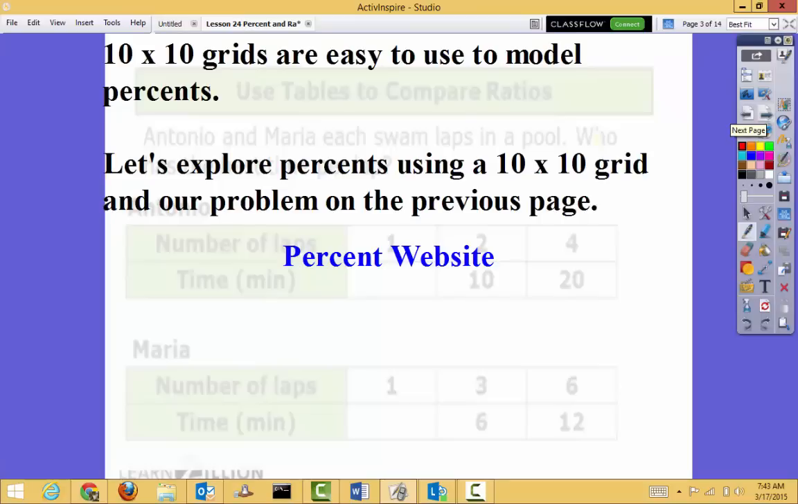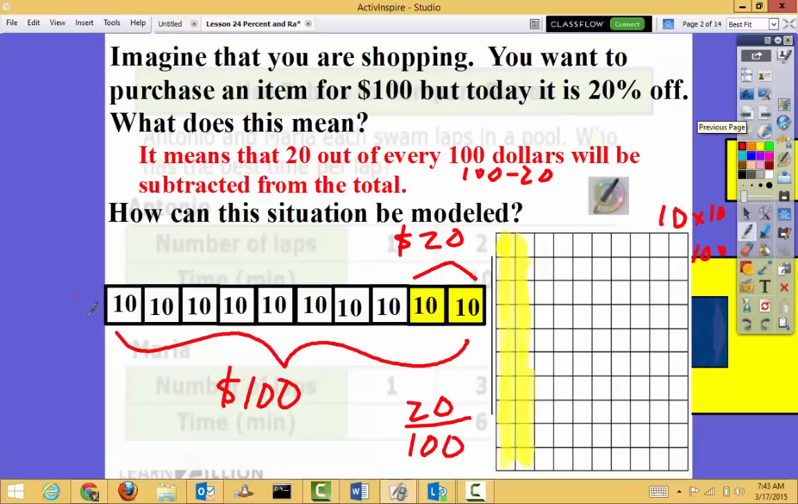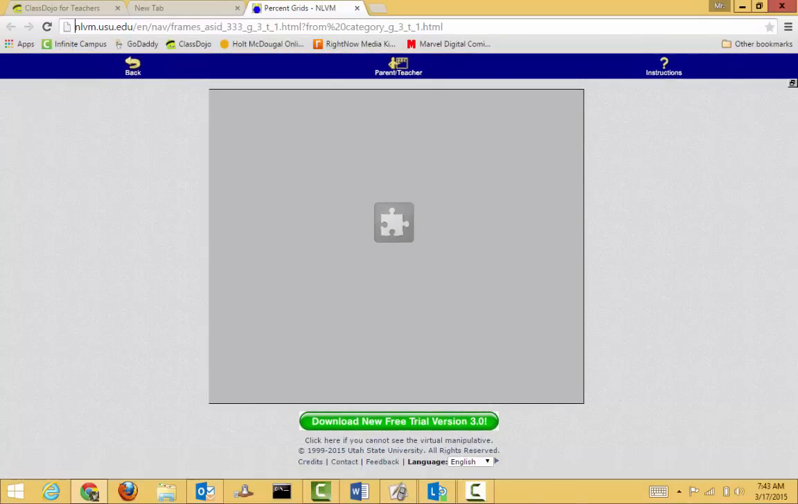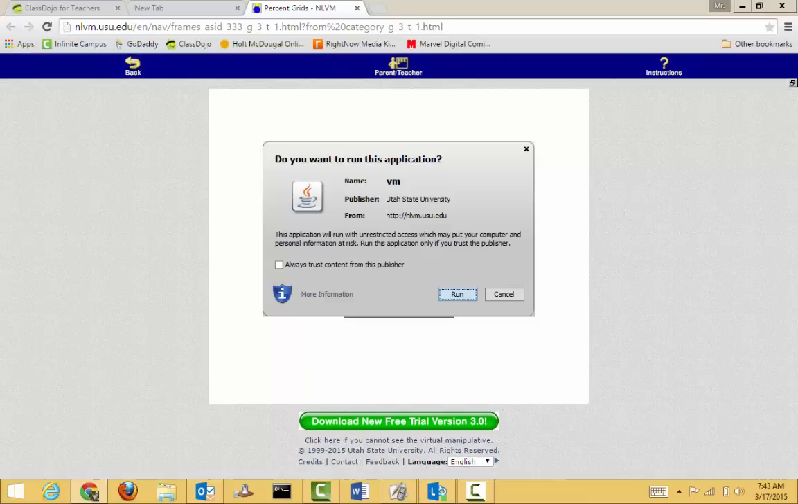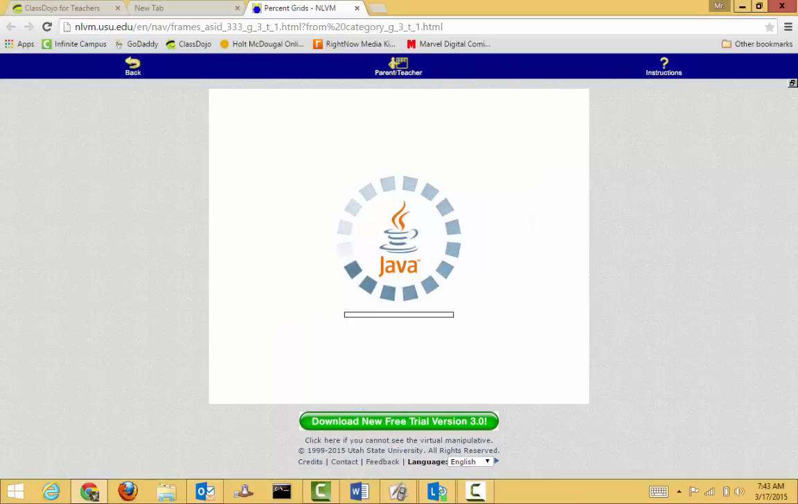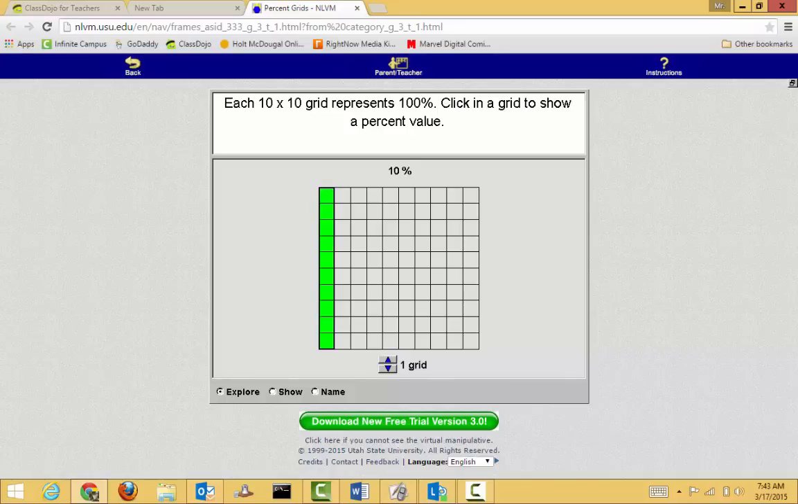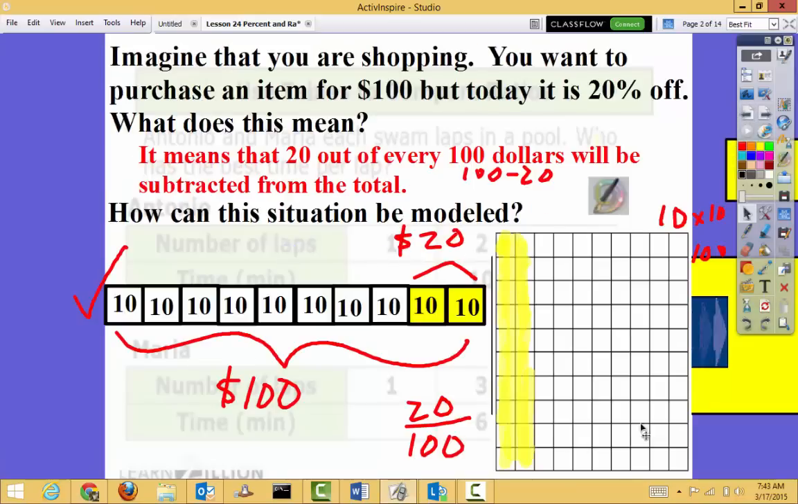So 10 by 10 grids are what we're going to be actually focusing on today. We should be good with tape diagrams by now, so we're going to be using our 10 by 10 grid for percents. We're going to explore percents using a 10 by 10 grid and our problem on the previous page. So let's go to our website. Our problem is going to be the exact same thing. I want to show what 20% looks like. Well, here, that's 10%. Here's 14. So here's 20%. It looks exactly like our model here.